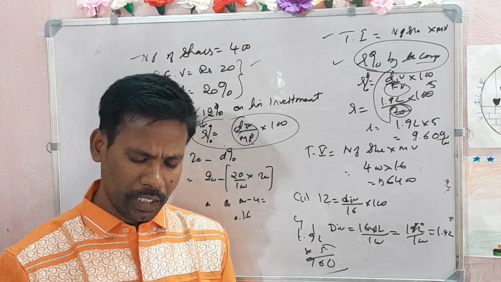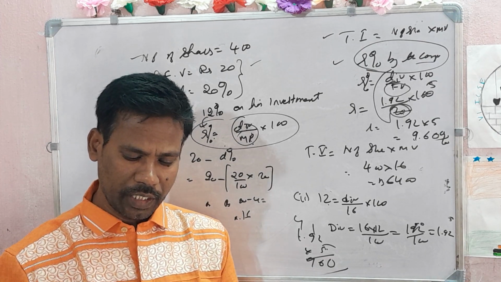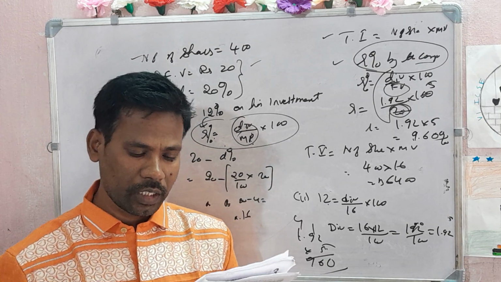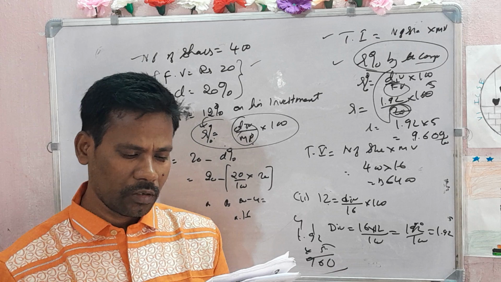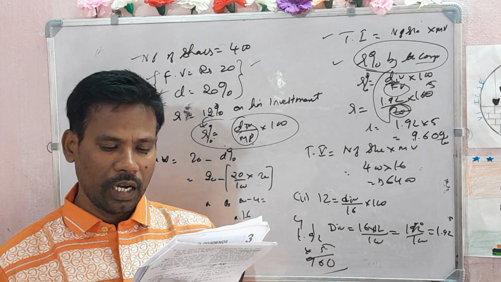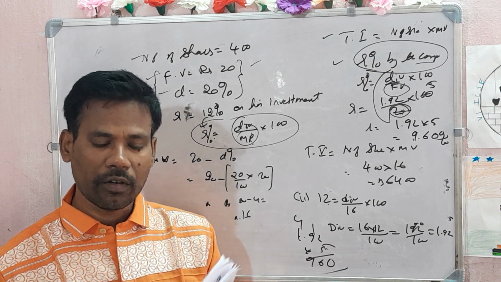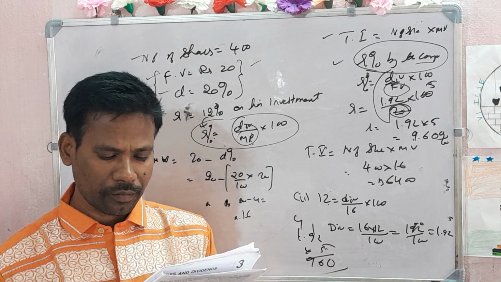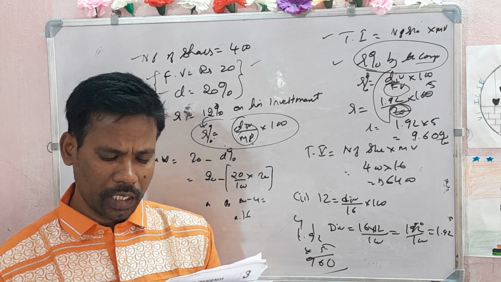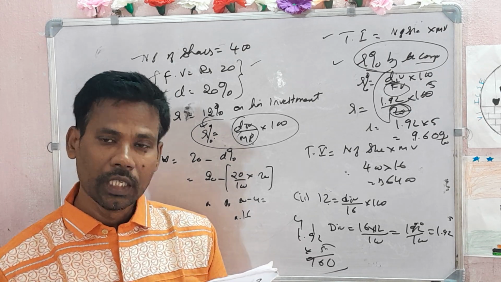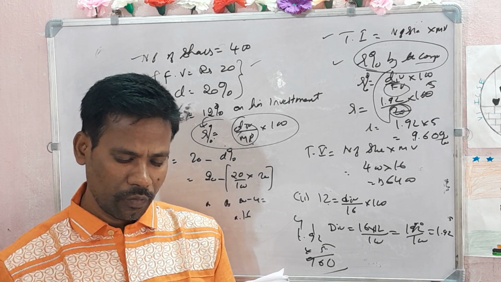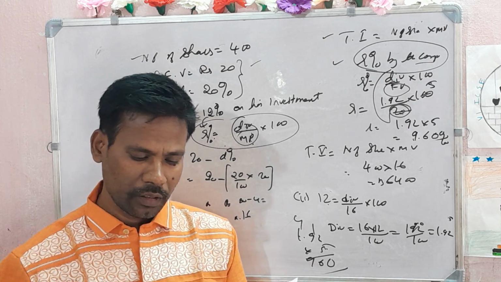Next question, question number 11. A company with 10,000 shares of rupees 100 each declares an annual dividend of 5%. What is the total amount of dividend paid by the company? What should be the annual income of a man who has 72 shares in the company? If he receives 4% on his investment, find the price he paid for each share.